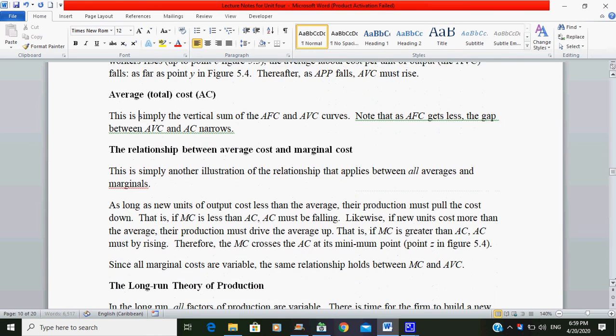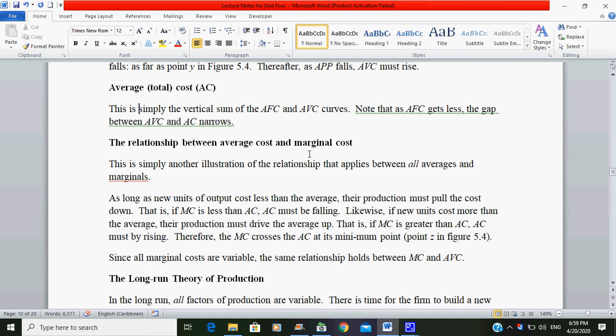Look at the relationship between average cost and marginal cost now. This is simply an illustration of the relationship that applies between all averages and marginals. As long as new units of output cost less than the average, the production must pull the cost down. That is, if marginal cost is less than average, cost must be what? Falling. Likewise, if new units cost more than the average, the production must drive the average up.